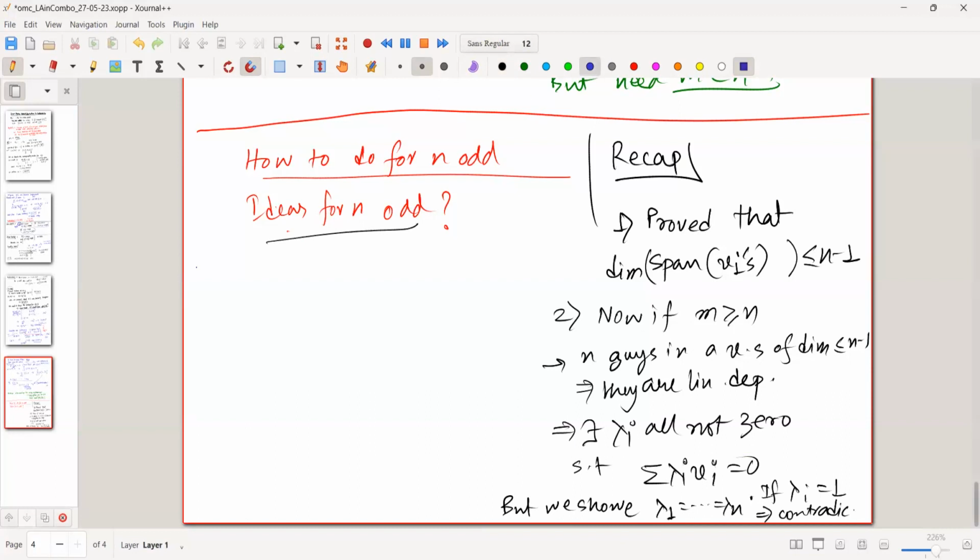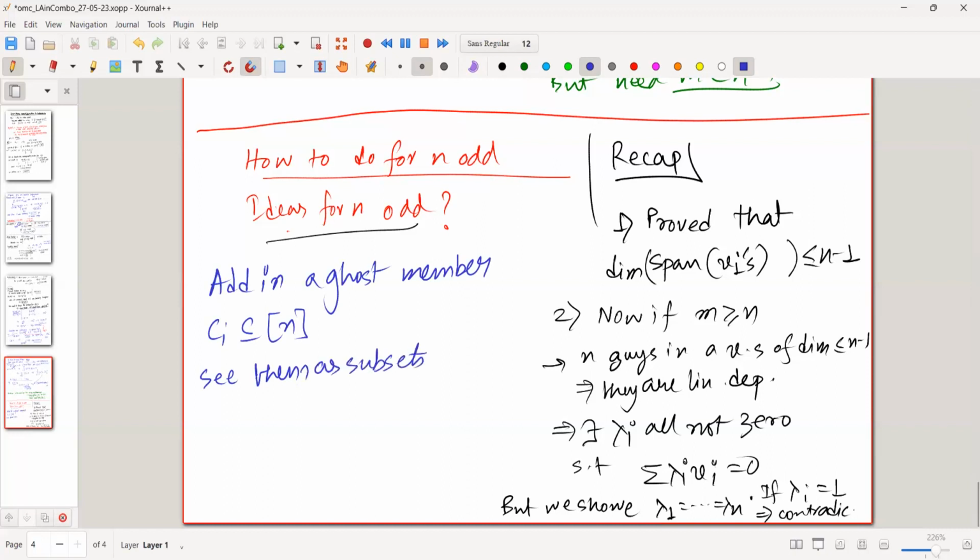So for n odd, it's kind of stupid. What you do is you add in a ghost member. So what does that mean? Instead of seeing the CIs as subsets of 1 to n, you see them as subsets of 1 to n plus 1. And the n plus 1th member never goes to any club. Then you would have m at most n plus 1 minus 1, because n plus 1 is 0.